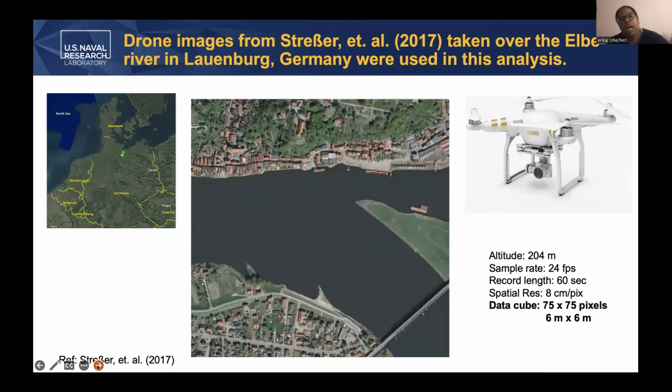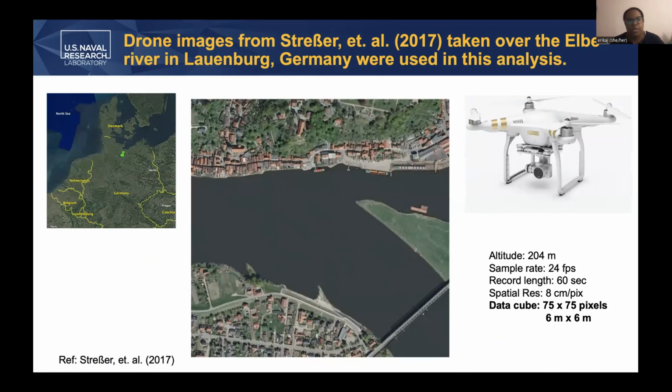I'm using stationary drone imagery that was made freely available by Stresser et al. That was taken over the Elbe River in Lauenburg, Germany. Basically, the drone hovered for about a minute over this region of the river right here. This is the main river, and we have this canal section. So I've got about a minute's worth of data here.